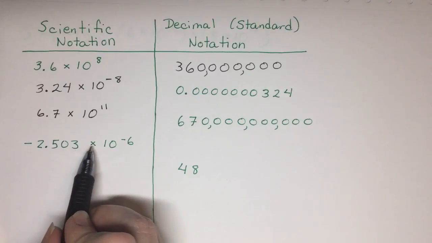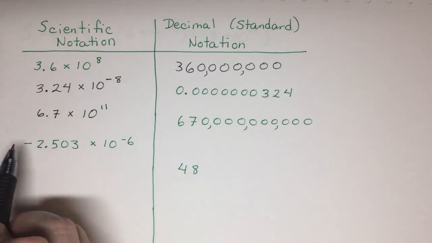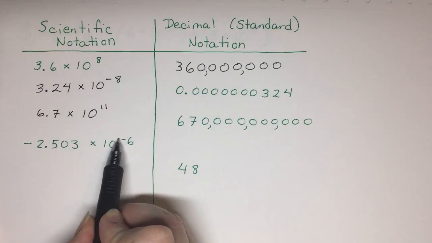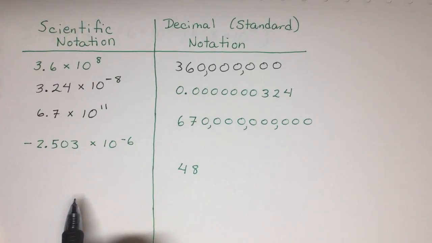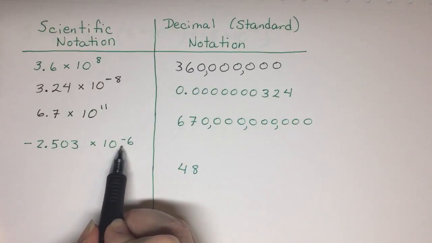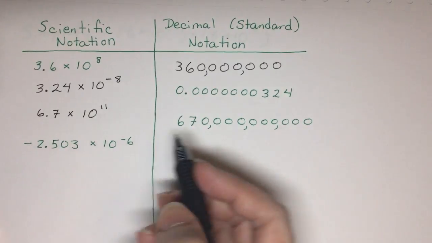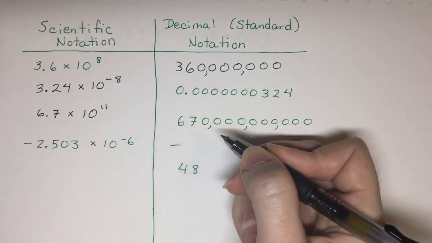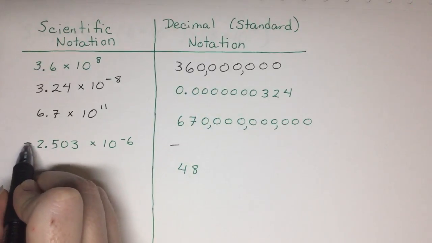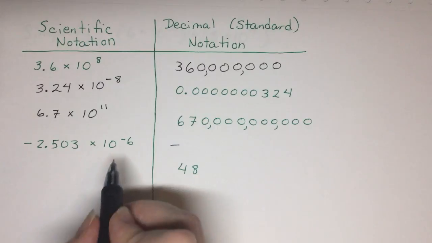Negative 2.503 times 10 to the negative 6. Large or small number? Well, I've got a negative power, so that's going to make my number small. I'm dividing by a 1 with 6 zeros. The fact that the number itself is negative, I simply disregard. I mean, I need to keep that the number itself is negative, but this has nothing to do with which direction I move my decimal.